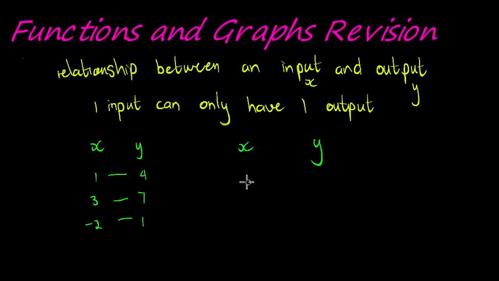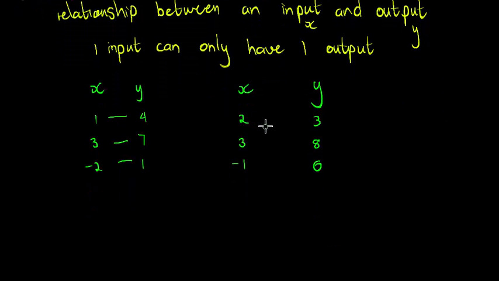So let's say x is equal to 2 and then y is equal to 3, or x is equal to 3 and then y is equal to 8, or x is equal to -1, then y is equal to 0. I'm going to show you the relationships just now. X is equal to -2 will also be associated with y equal to 3.